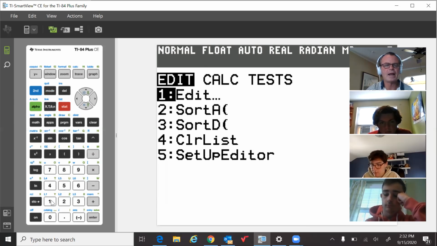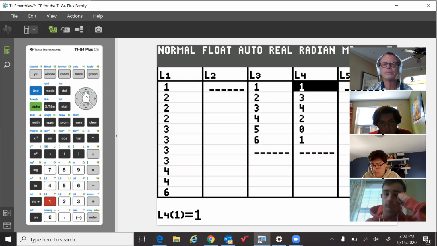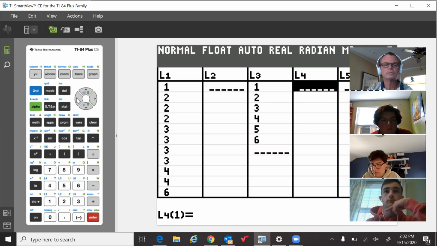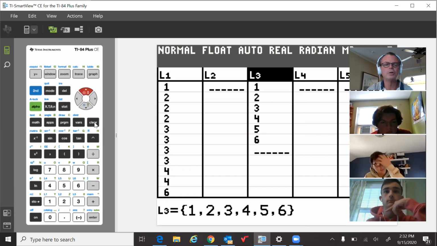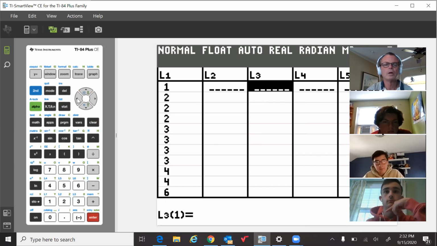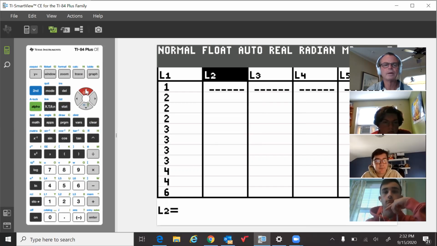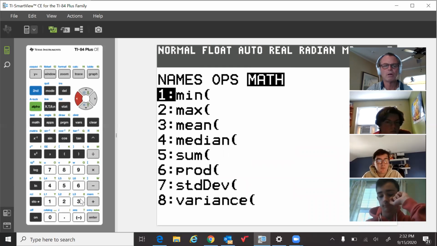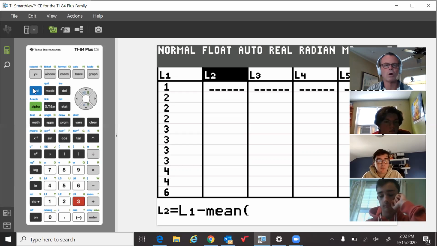So I go to stat edit. I'm going to do it the long way. We're going to use list 1. So we're going to go over here and we're going to say second 1, subtract. Now we know the mean's 3 because we did that. If we don't know it, we could go second stat, over to math, 3, the mean of list 1.